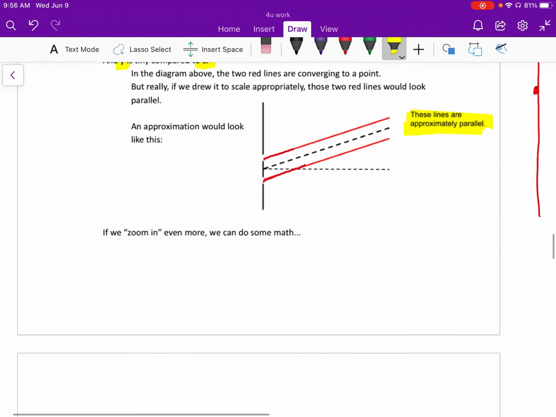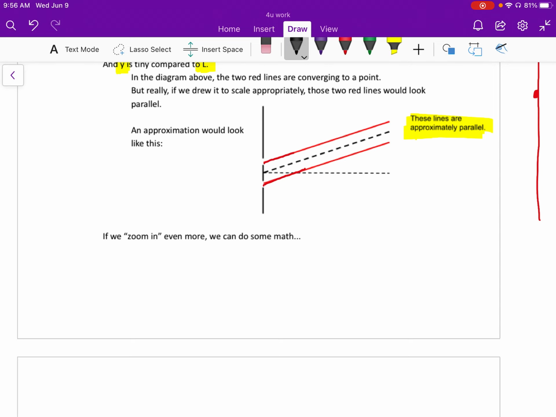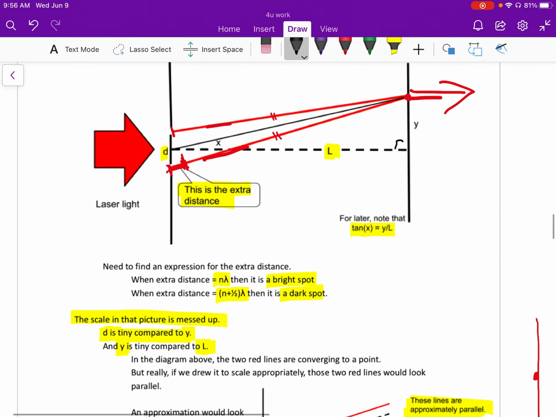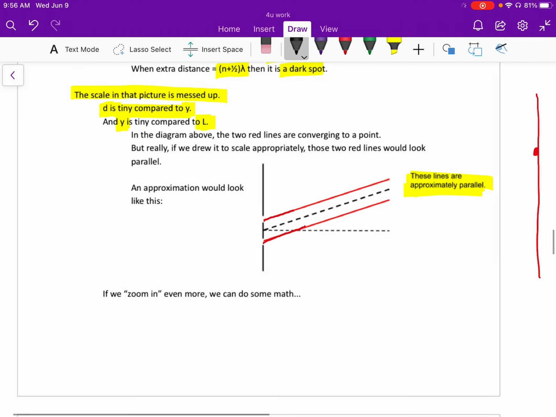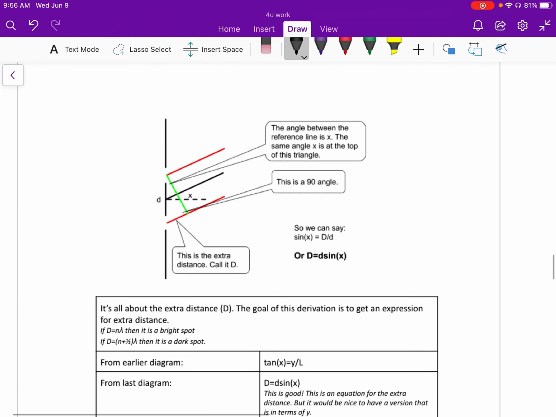If we approximate them as parallel, out of this whole diagram, we're just going to zoom in on this part. That kind of is this diagram, and when we zoom in that much, we're going to assume that those lines are parallel. If we zoom in again on this part, now we're really zoomed in. The top red line is the light from the top slit going and hitting at the point. This is the light from the bottom slit going and hitting at the same point. This is the extra distance that we're curious about. That's what I really want to solve for.